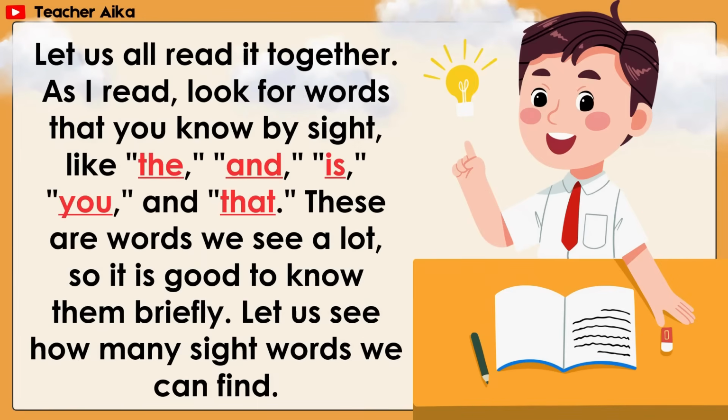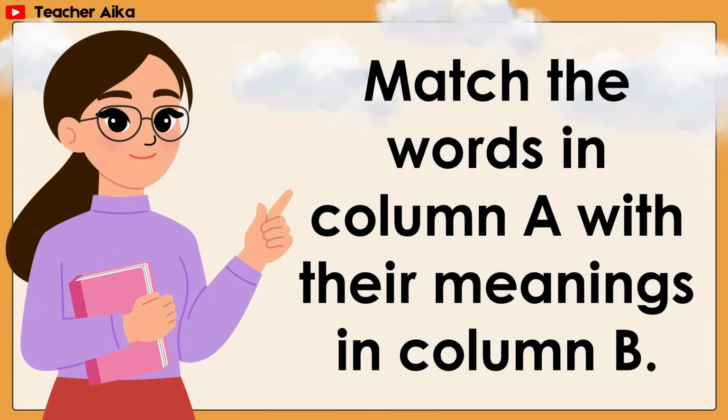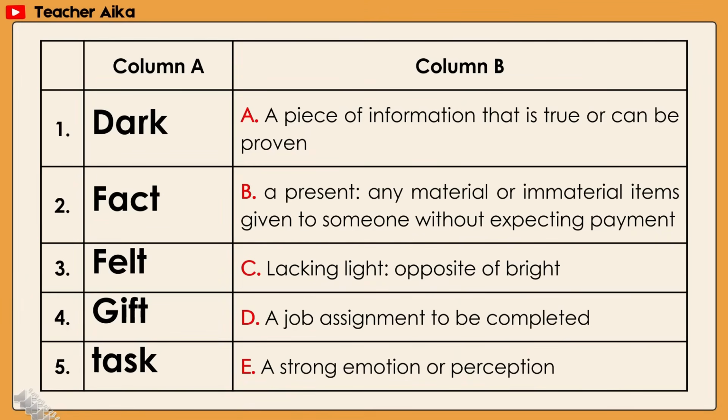Let us all read together. As I read, look for words that you know by sight, like the, and, is, you, and that. These are words we see a lot, so it is good to know them by sight. Let us see how many sight words we can find. Match the words in column A with their meanings in column B. Here's column A and column B.